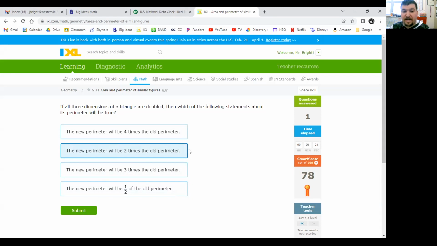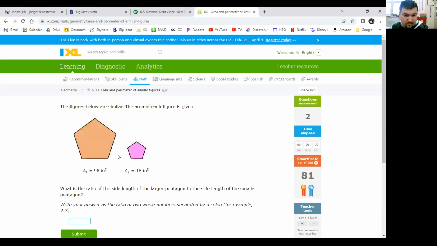You could have also said the old perimeter is going to be half of the new perimeter, but I don't see any of the statements that say that. This one says the new perimeter will be half. That's not true. So keep going here.